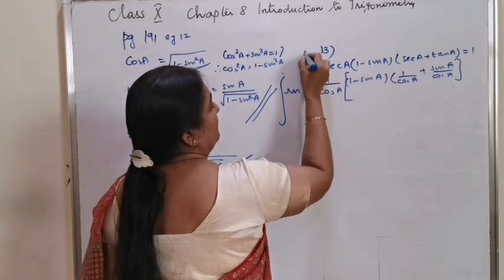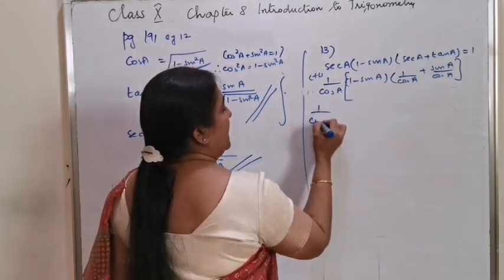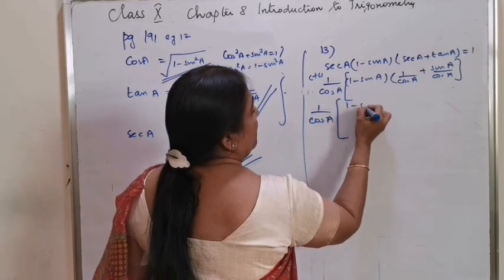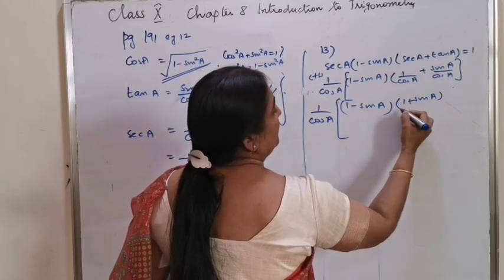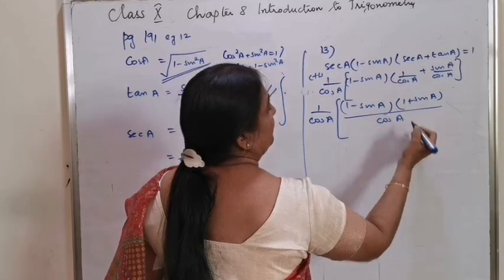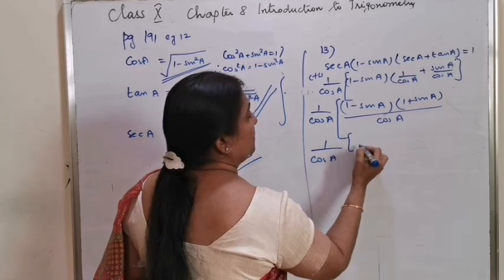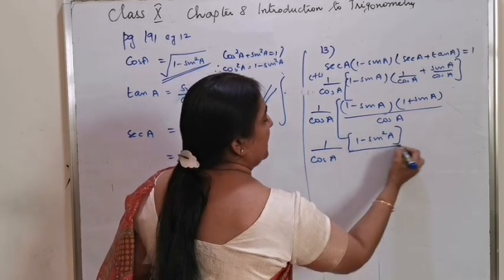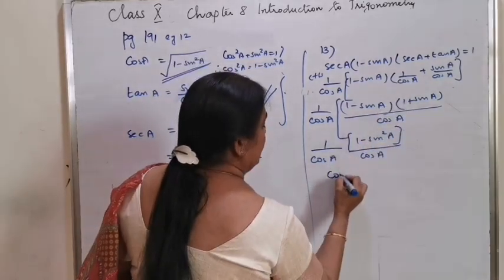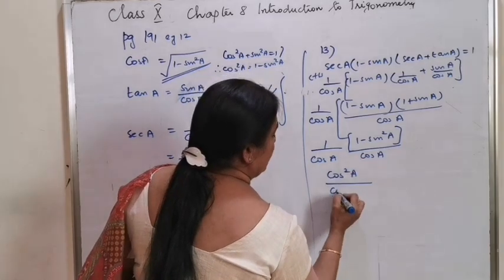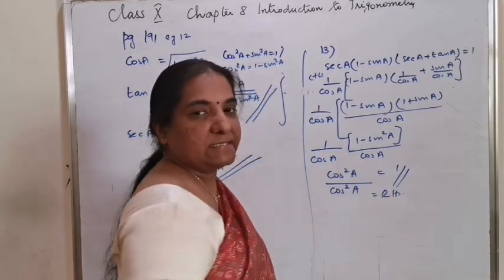LHS is equal to 1 by cos A into 1 minus sin A into, LCM is the same, 1 plus sin A by cos A, because it is multiplication, or 1 by cos A into 1 minus sin square A by cos A, using plus B into A minus B. 1 minus sin square A is cos square A by cos A into cos A, which is again cos square A by cos square A, which is equal to 1, which is equal to RHS.